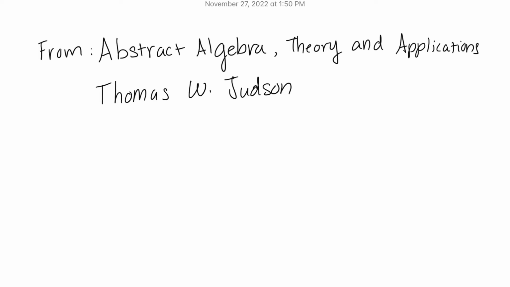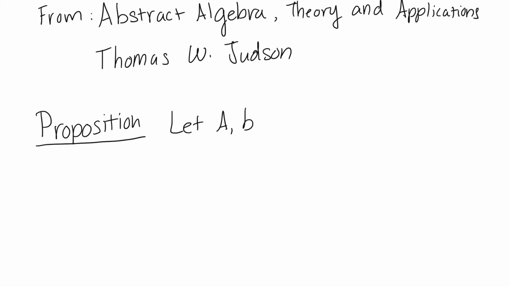We're at a point where we've defined a lot of important set operations, so we can actually start doing some things with those. In this video, I'm going to go over a proposition from the first chapter of the book that I've referenced previously, Abstract Algebra: Theory and Applications by Thomas Judson. Let us begin. Let A, B, and C be sets.